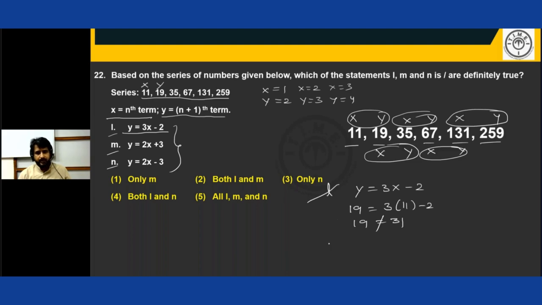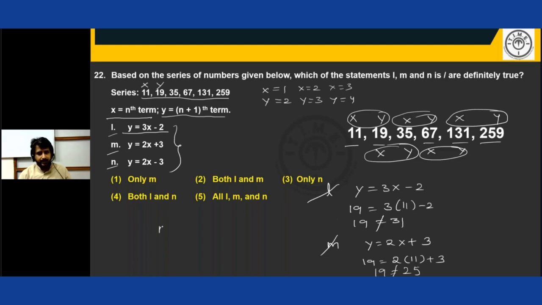Now we need to check the M. What is the M? y equal to 2x plus 3. What is the y? 19. 2 into, what is the x? 11 plus 3. 2 11s are 22 plus 3, 25. So 19 is not equal to 25. Even M is not true.